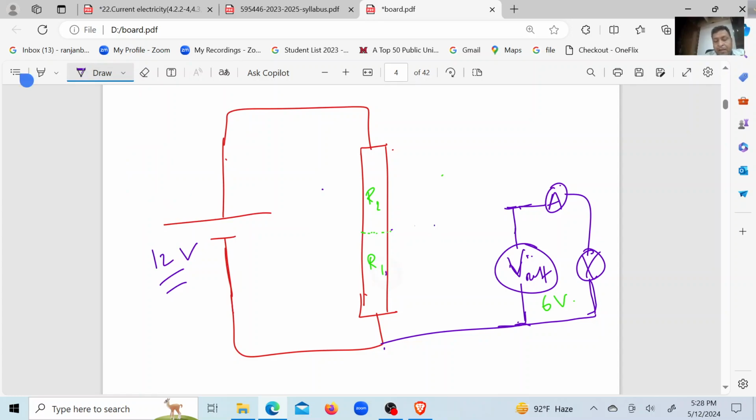Then if you move the sliding contact in this way, what will happen? The resistance of the lower part, R1, has been decreased, and R2 has been increased. So what will be? A smaller fraction of the input voltage will be provided to the output. So the lamp will get low voltage.